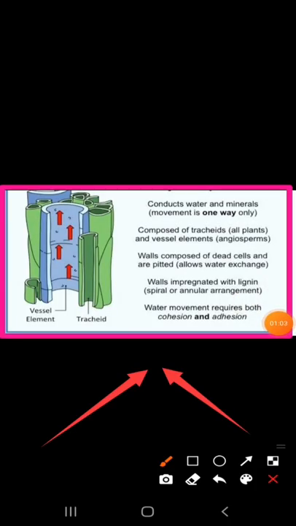So this is the structure of xylem. Xylem is the water conducting tissue of the plant. It is composed of vessels, tracheids, fibers and xylem parenchyma. It conducts water and minerals. Movement is only done in one way. And it is composed of four types of cells, as I told you: vessels, tracheids, fibers and xylem parenchyma.